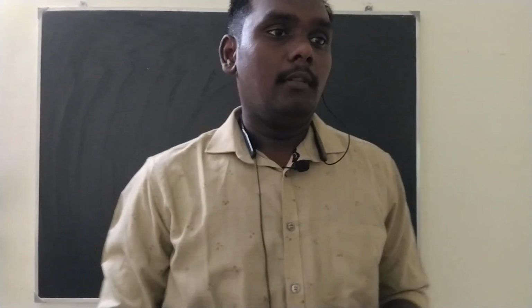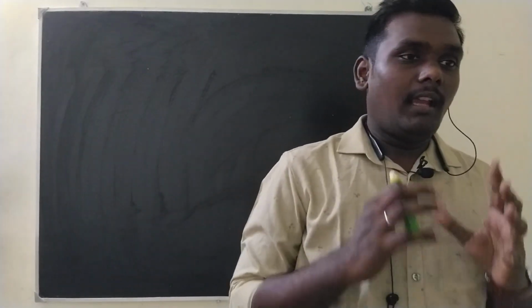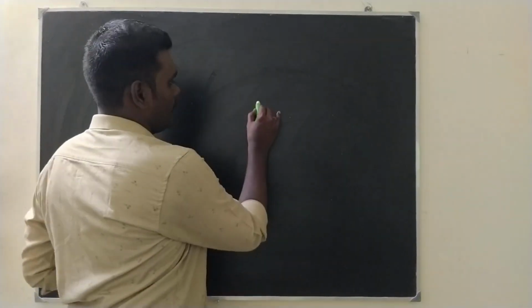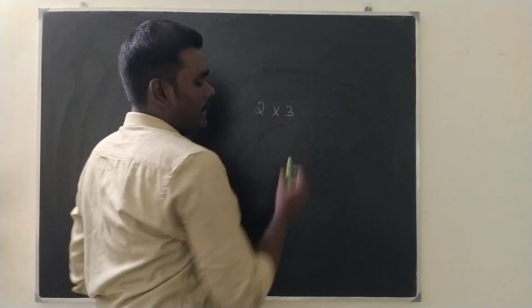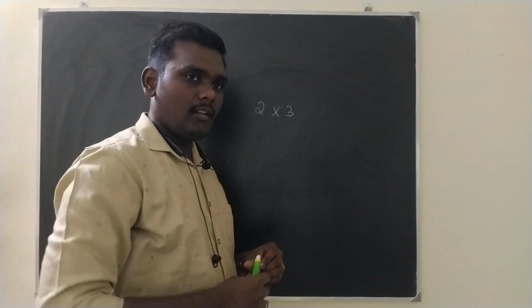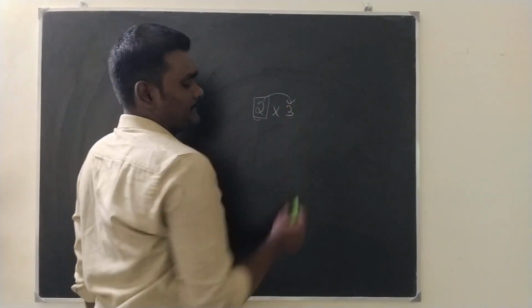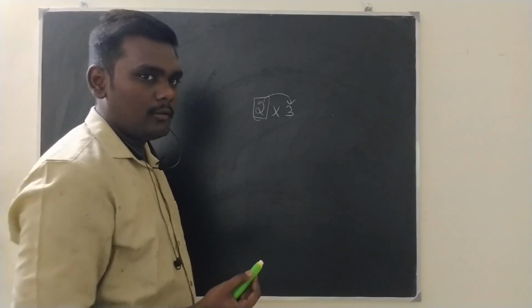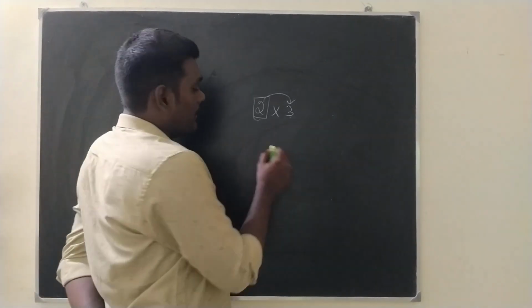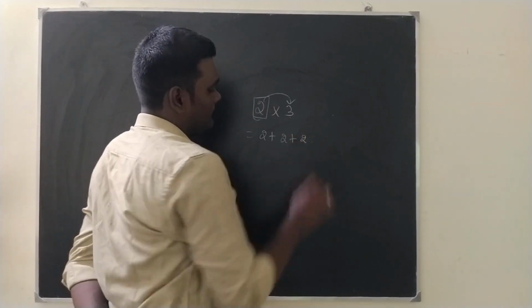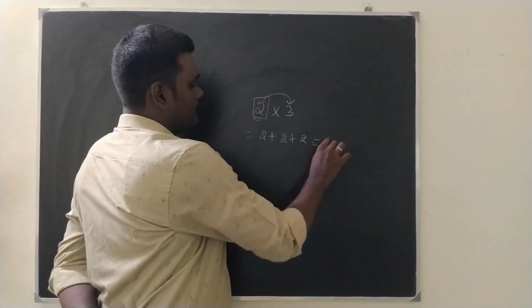When we multiply a number with another number, it means we are adding the number that many times. For example, when we multiply 2 into 3, it means that we are adding 2 for 3 times. We are adding 2 for how many times? 3 times, which means 2 plus 2 plus 2.